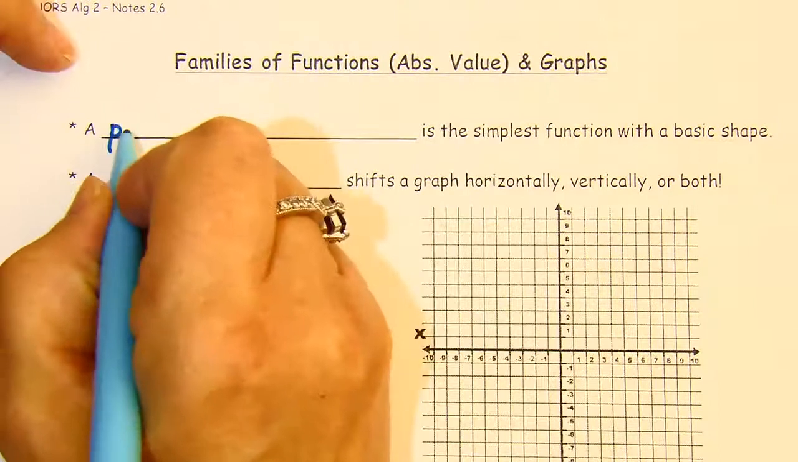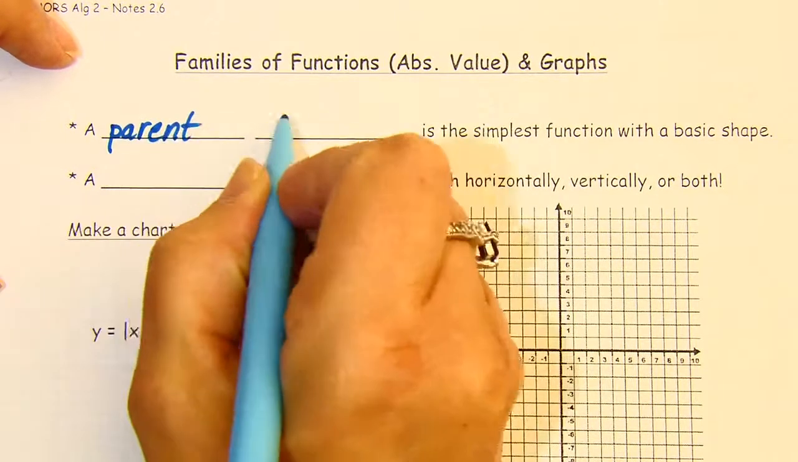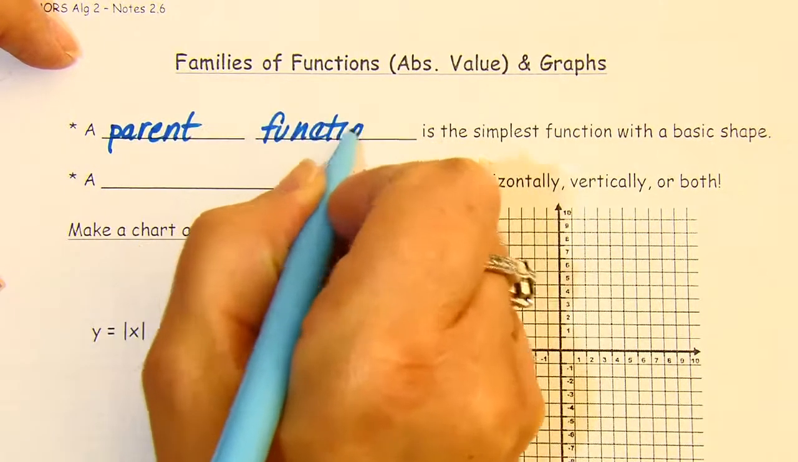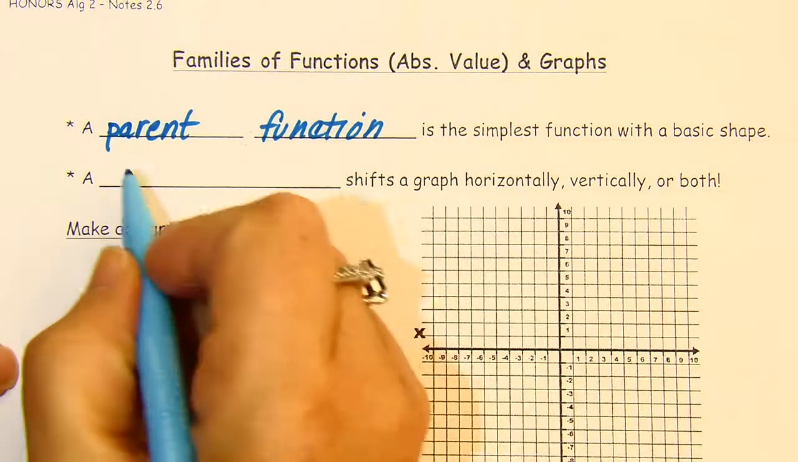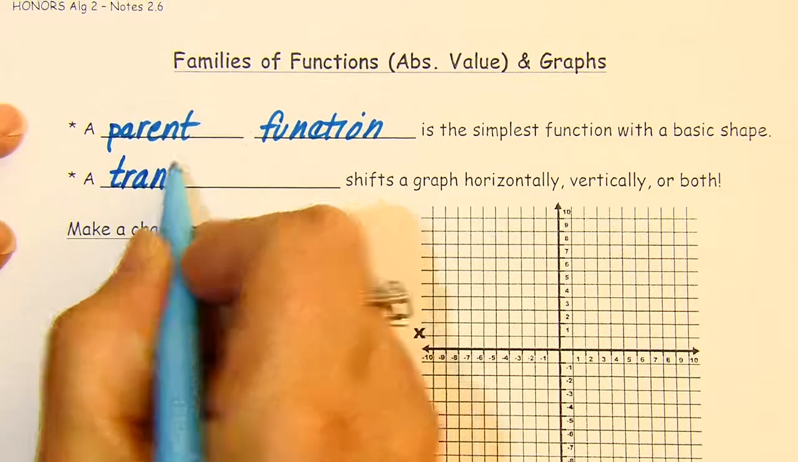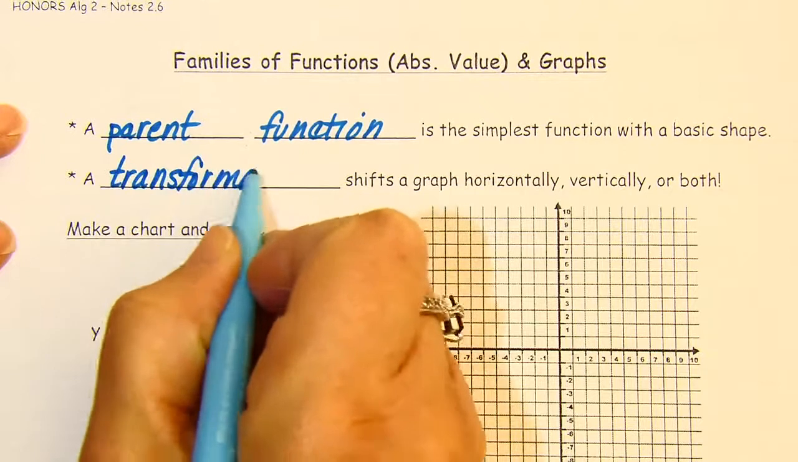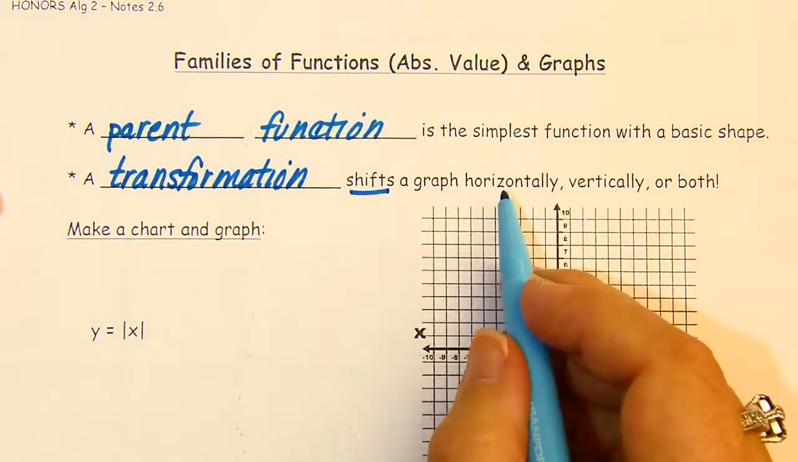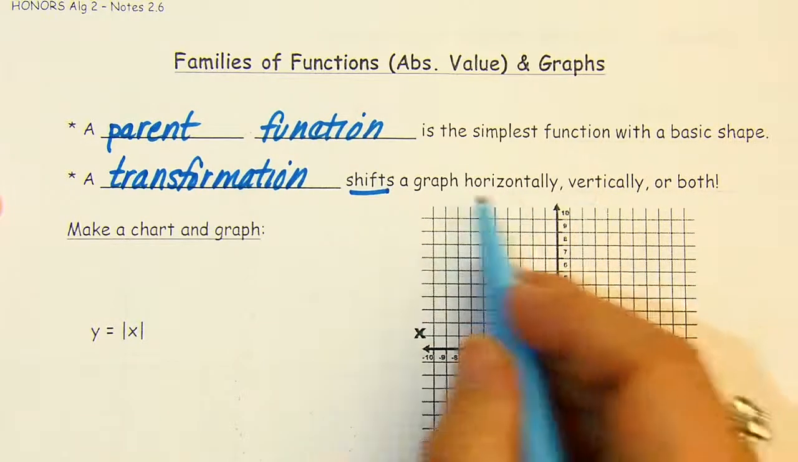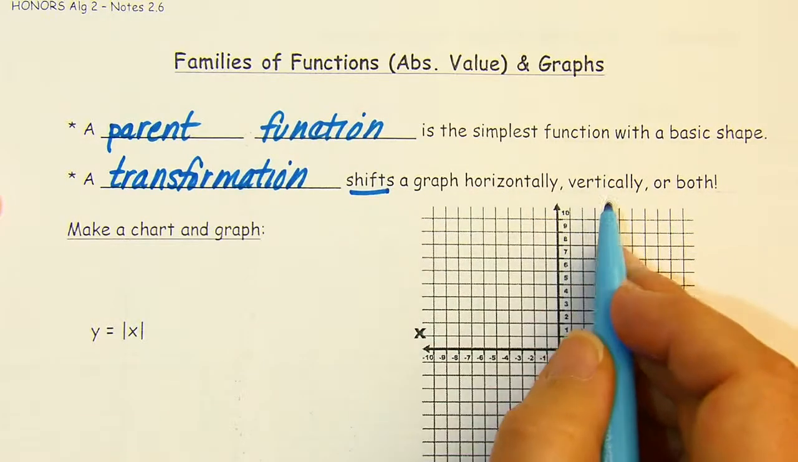A parent function is the simplest function with a basic shape. Okay, we call it the parent. When we move it around on the coordinate plane, that's going to be called a transformation of that parent function. A transformation will shift a graph either horizontally, which means left, right, vertically, which means up, down, or both.